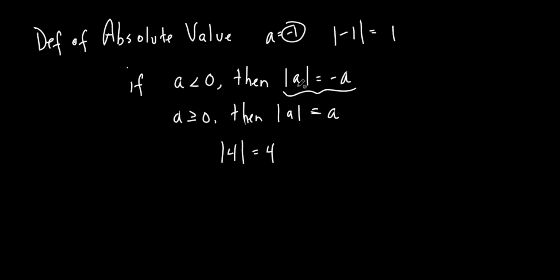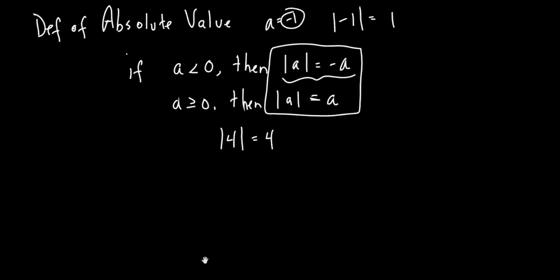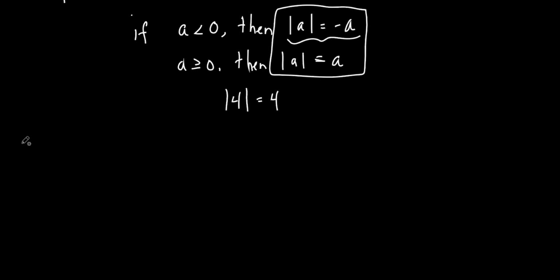All right, so look at this. The absolute value of a is going to equal negative a, and the absolute value of a is going to equal a. So we're going to use that to solve this inequality. So keep that in mind. So this is example 4. And it says to solve. You don't have to graph it, just solve for it.